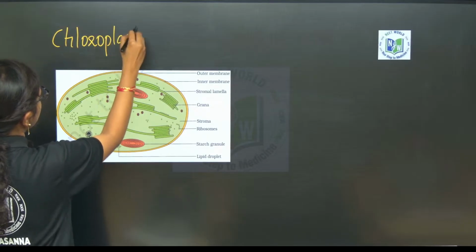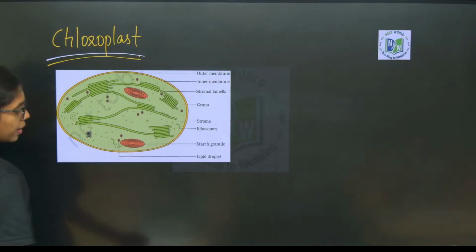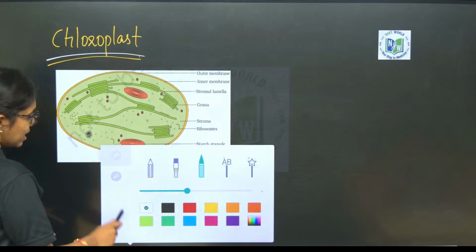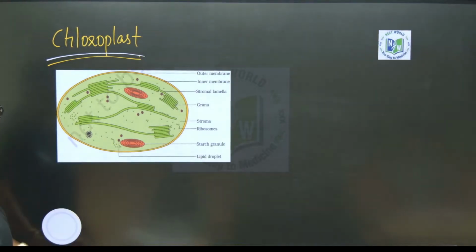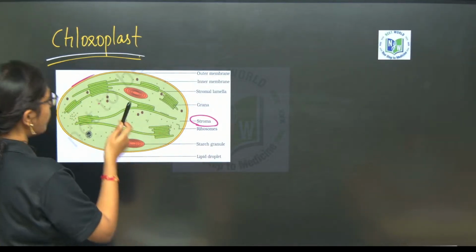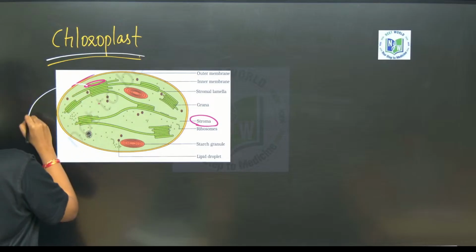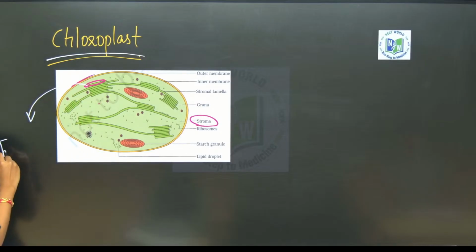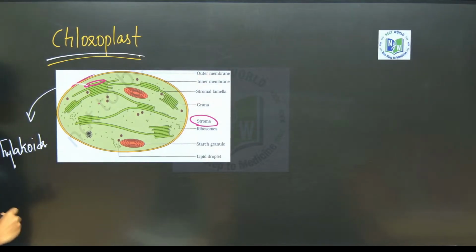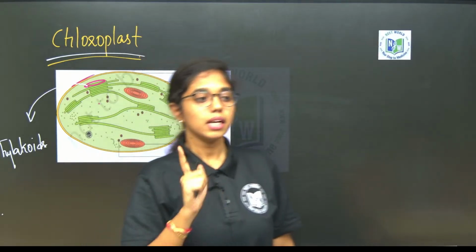Chloroplast. So, we all know chloroplast is what organelle? Double membrane bound organelle. It is very evident from here, right? So, inside this double membrane bound organelle, the fluid filled matrix is called what? Stroma. This membranous sac like structure is called what? Thylakoids. Membranous sac like structure inside the chloroplast is thylakoids.